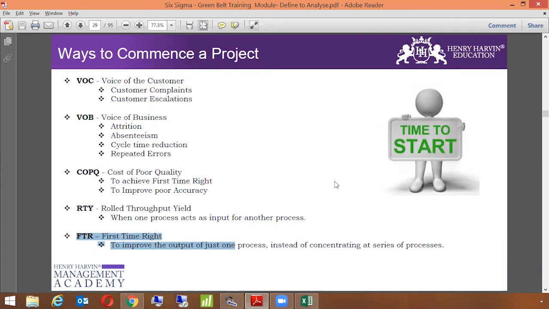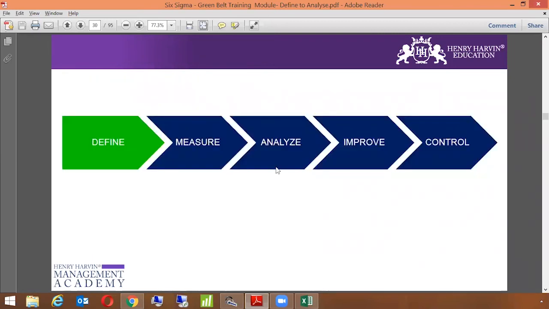That's why it says time to start now. Now we get into the define phase of Six Sigma.